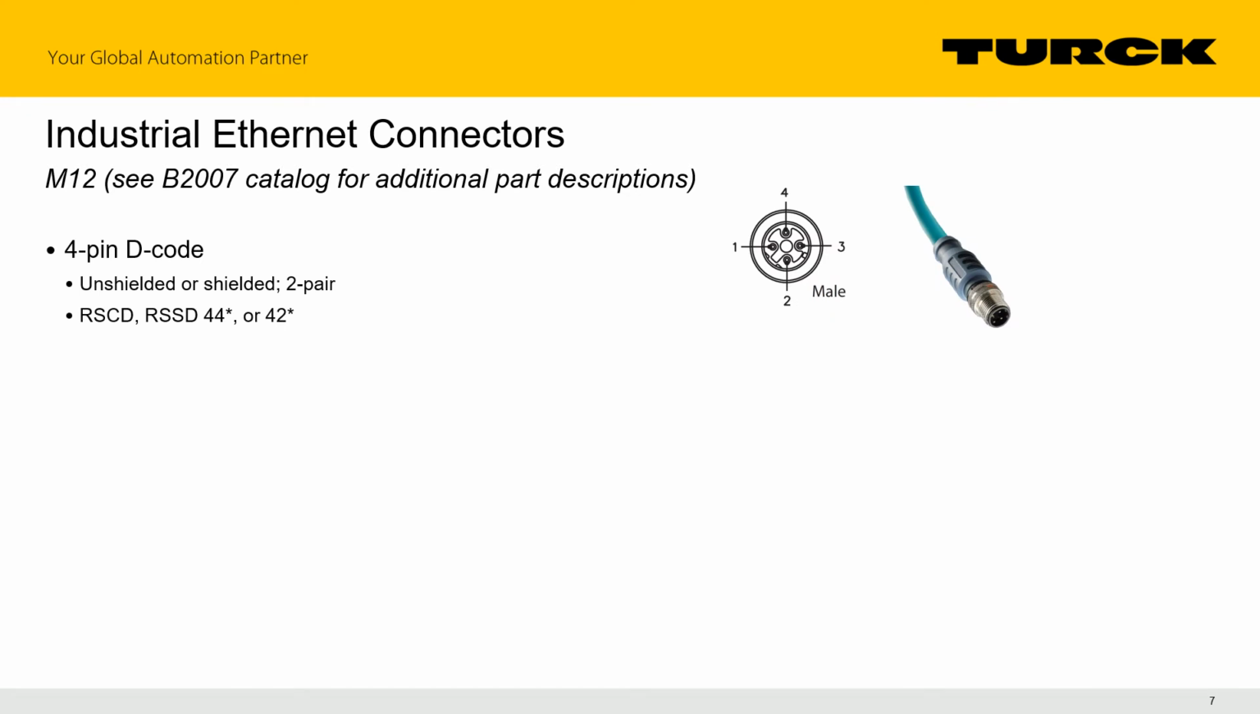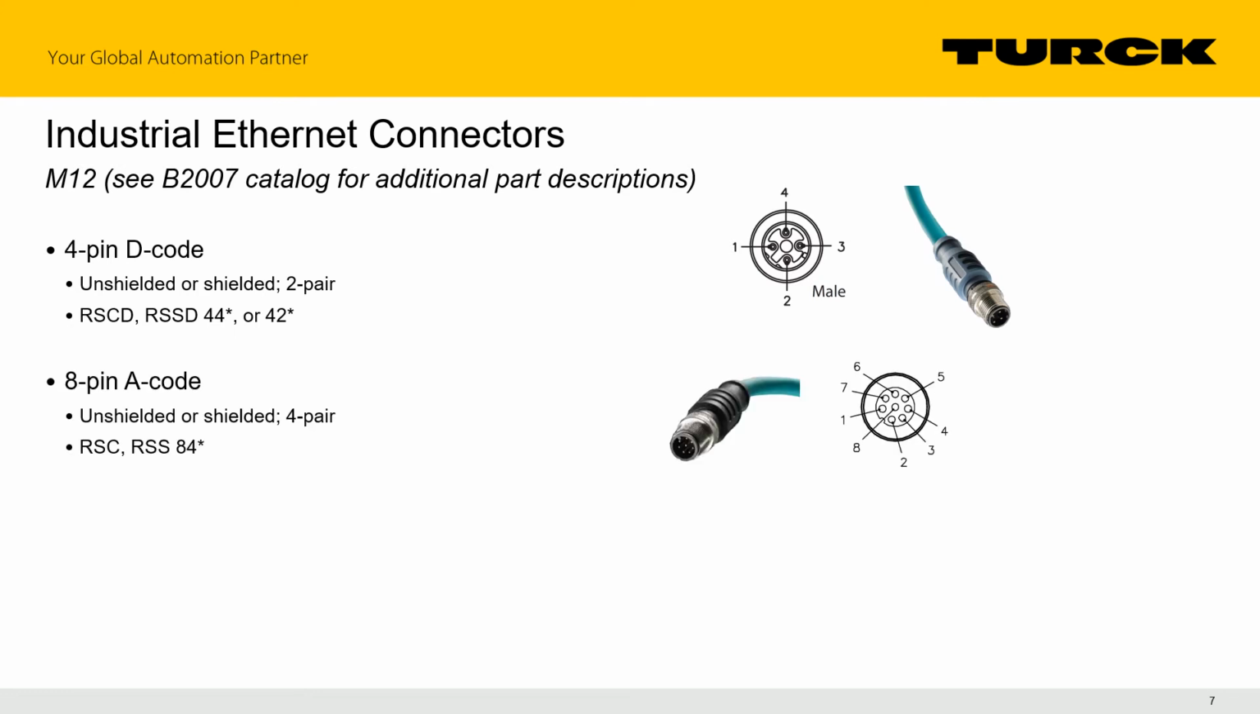The 4-pin D-code M12 fits 2 pairs, suitable for Cat5e communication. A part number for the male connector may start with RSCD if it is unshielded, or RSSD if it is shielded. This is followed by a 3- or 4-digit number to indicate the cable used. For the D-code, this cable type number begins with 44 or 42.